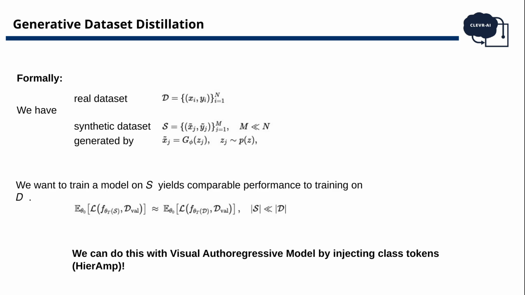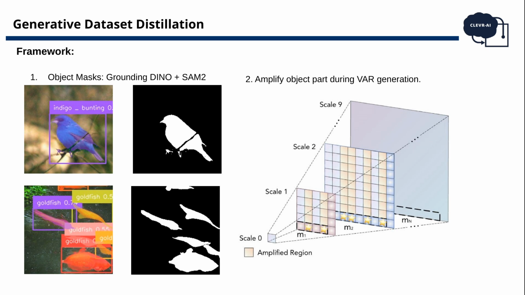The formal objective is to generate a compact synthetic set S from the real dataset D, with far fewer images per class. A classifier trained on S should achieve performance close to one trained on D. HIERAMP implements this within the VAR generation process by injecting class tokens, using their attention maps to guide scale-specific semantic amplification. The framework has two major components.